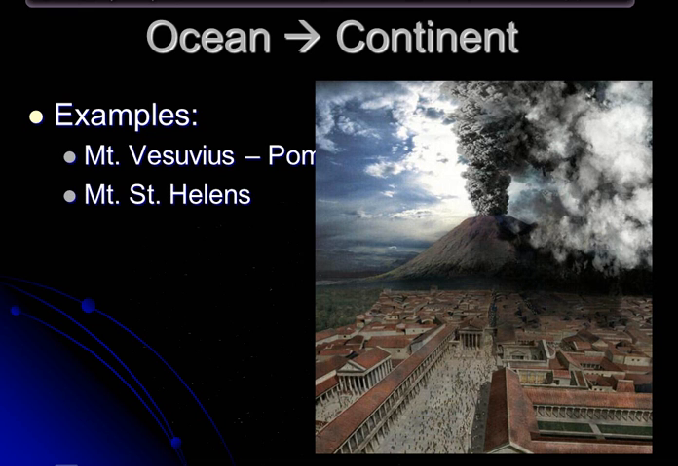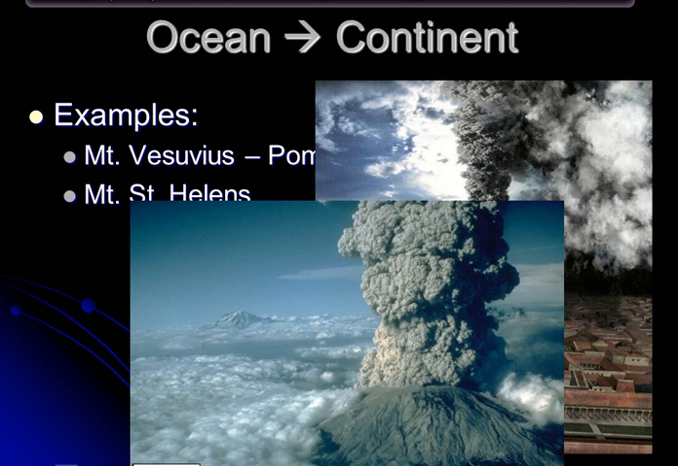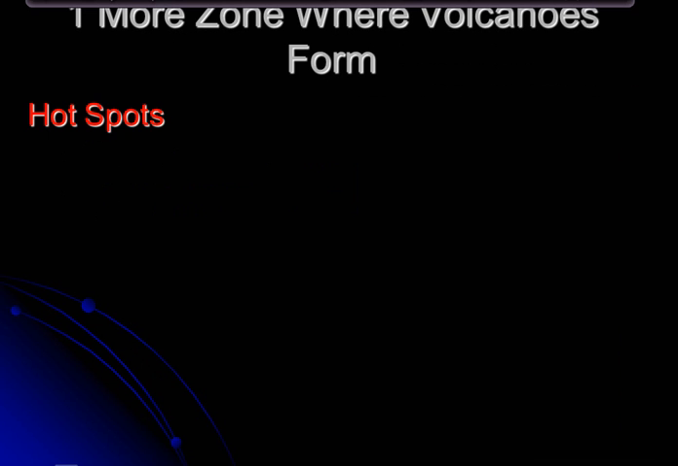Another example closer to home is Mount St. Helens. Mount St. Helens, I guess just like 5 years ago, they thought it was going to erupt, so they evacuated the entire area. Fortunately, it did not.